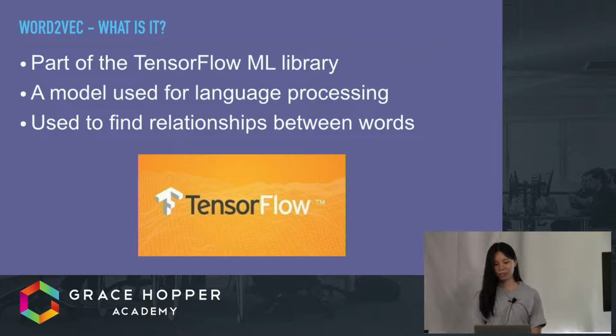What is Word2Vec? It's part of Google's TensorFlow library. It's like a collection of machine learning tools for image processing and language processing. And this one in particular is used to find relationships between words. What do I mean by relationships?